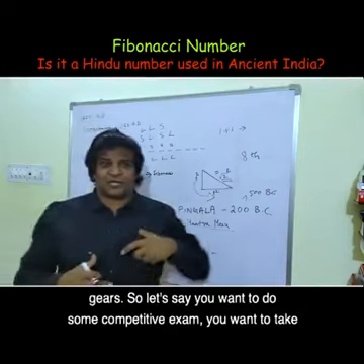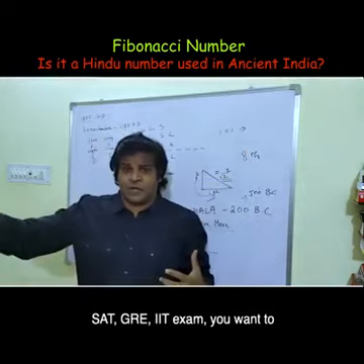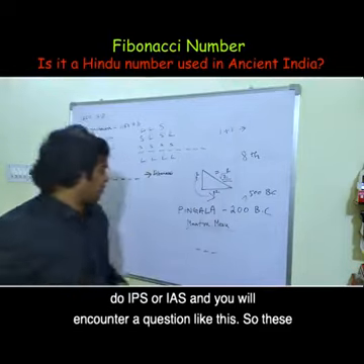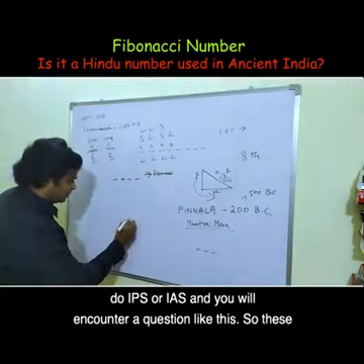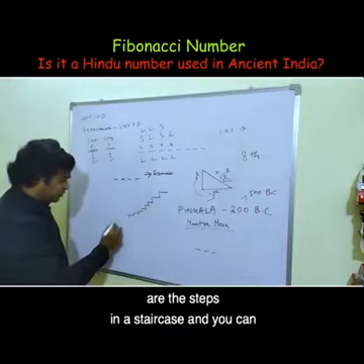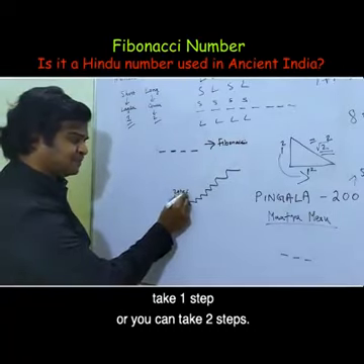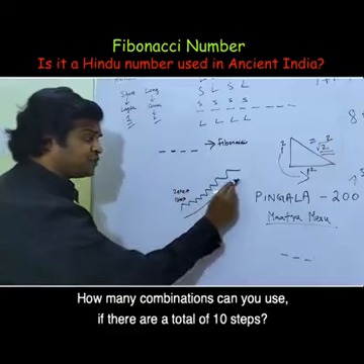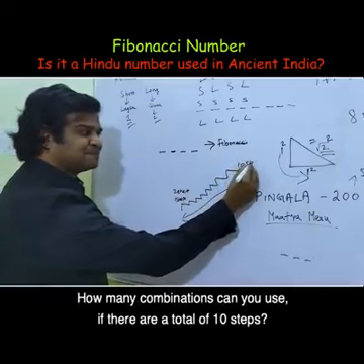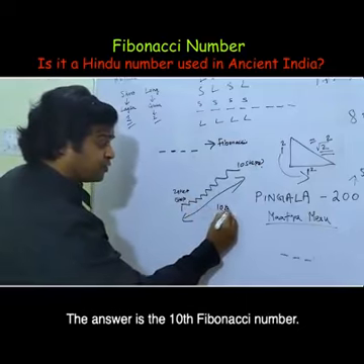So let's switch gears. So let's say you want to do some competitive exam. You want to take SAT, GRE, IIT exam. You want to maybe do IPS or IAS. And you will encounter a question like this. So these are the steps in a staircase. And you can take one step or you can take two steps. How many combinations can you use if there are a total of 10 steps? The answer is the 10th Fibonacci number.